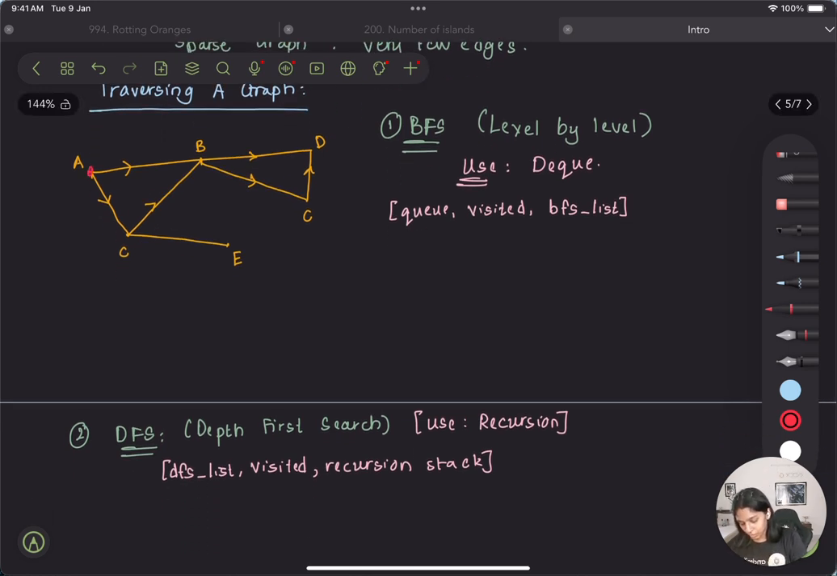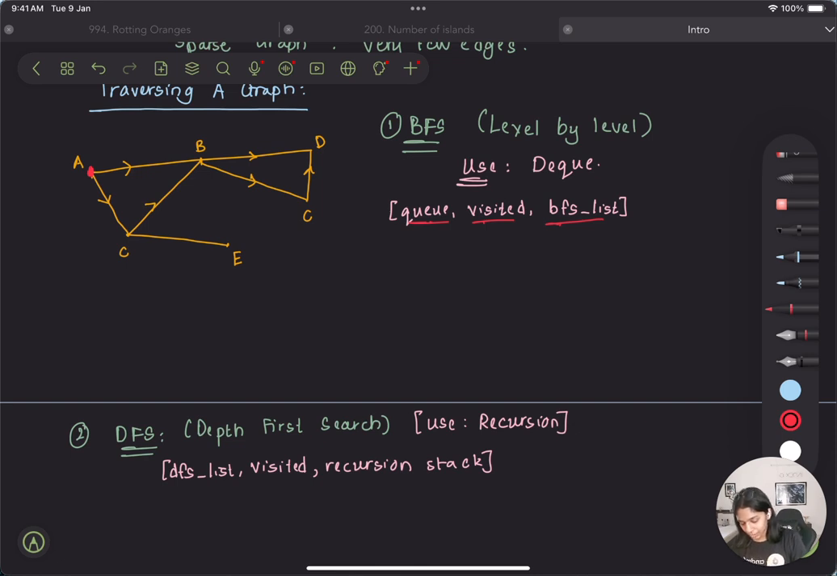If I am to start here, and if you're implementing this, at least in Python, you're going to use a queue, a deque. You're going to have a visited set so that you don't go and repeat somewhere again, because that's redundant work and you might get stuck in a cycle. And if you're trying to print it out, you have a BFS list where you add those nodes in the order of their occurrence.